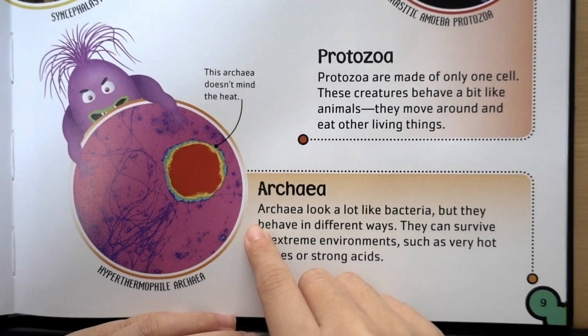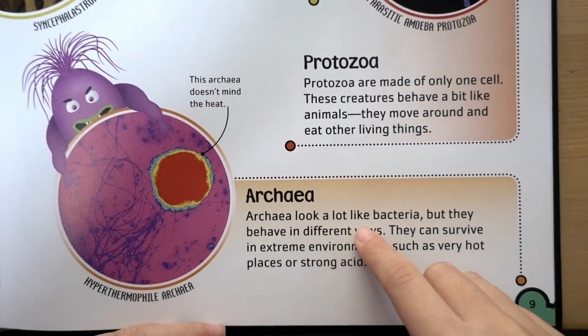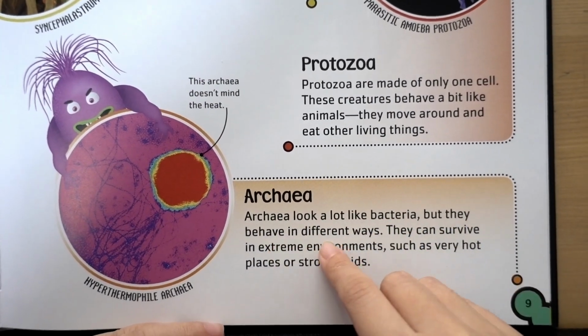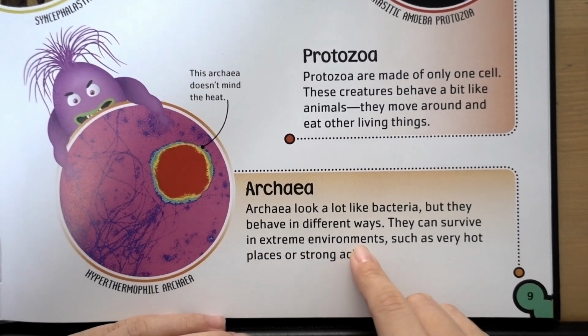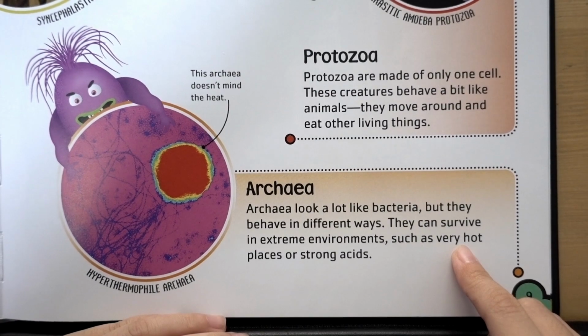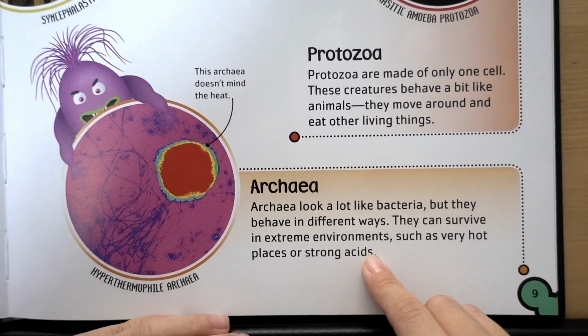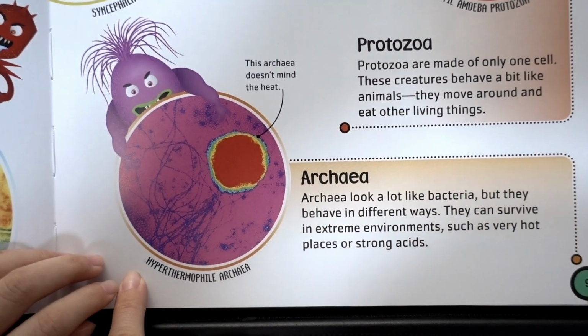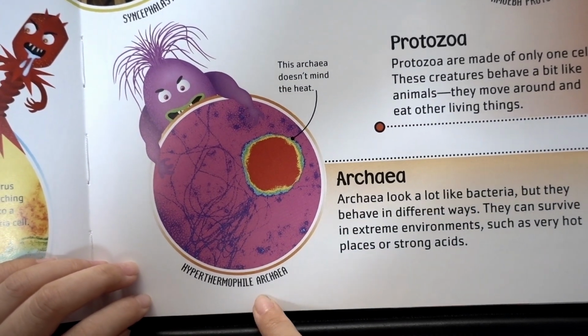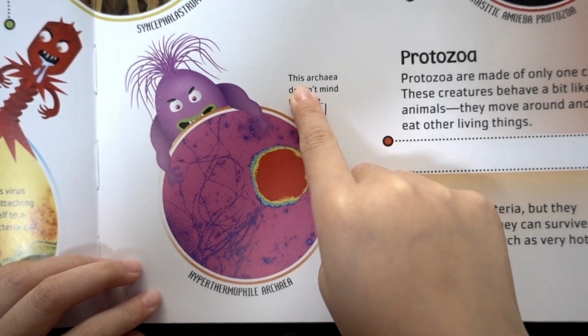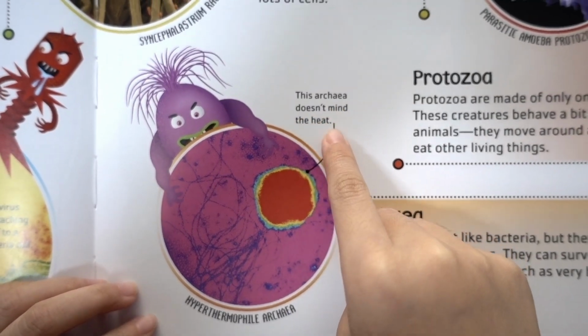Archaea. Archaea look a lot like bacteria, but they behave in different ways. They can survive in extreme environments, such as very hot places or strong acids. Hyperthermophilic archaea. This archaea doesn't mind the heat.